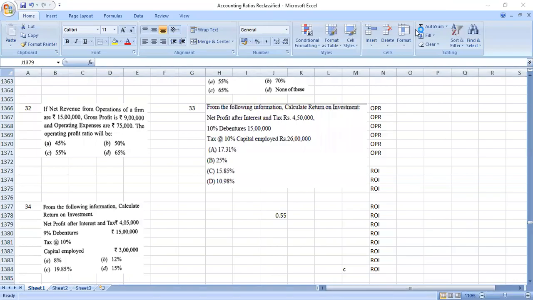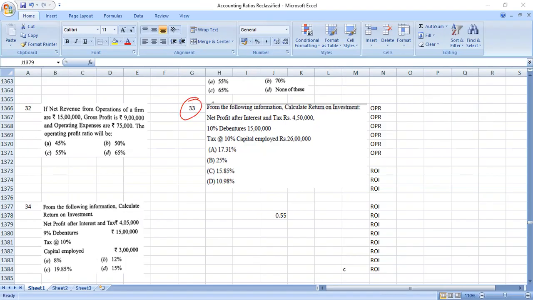Before we solve return on investment problems, we need to know the formula. The return on investment formula is profit before interest and tax divided by capital employed. Capital employed is equal to debt plus equity. Profit before interest and tax: they've given you the profit after tax, so you need to add back tax and interest. All right, let's solve the problem.